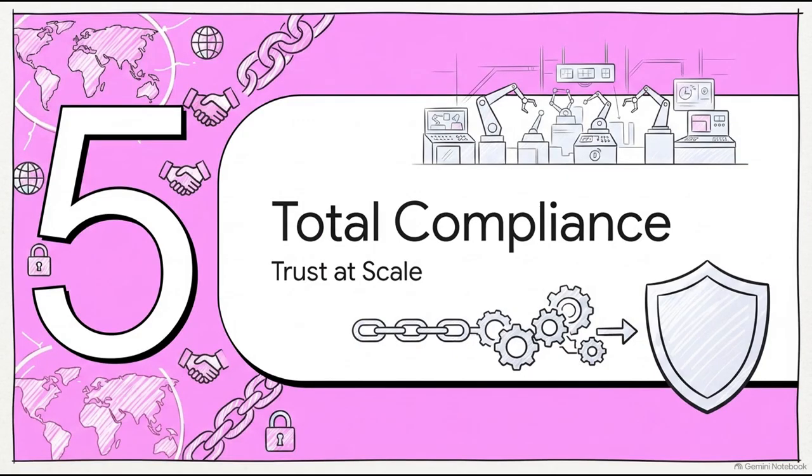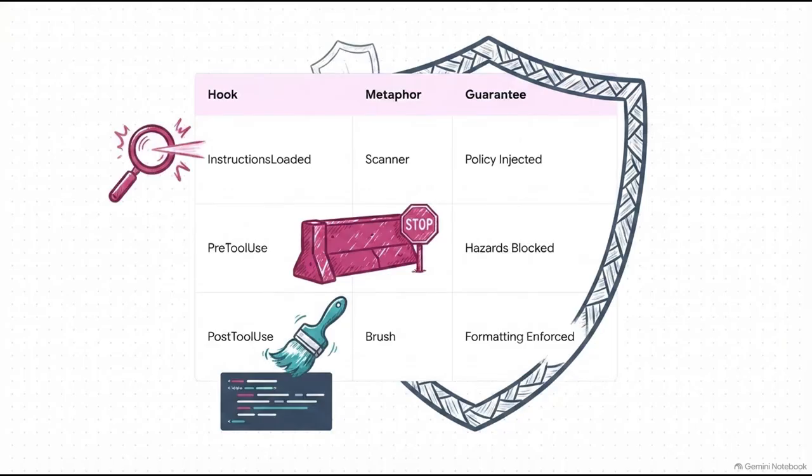Section 5, Total Organizational Compliance, Trust at Enterprise Scale. Let's zoom out from the individual checkpoints to view the overarching goal of this highly secure factory. Now, what's really interesting about this slide is how it all comes together. We have instructions loaded acting as the scanner to guarantee policies injected up front. We have pre-tool use acting as the barrier to guarantee hazards are strictly blocked from execution. And we have post-tool use acting as the brush to guarantee formatting and testing are relentlessly enforced. Layered together within the Antigravity SDK, these 3 distinct lifecycle hooks interlock to form this incredibly robust, impenetrable compliance shield around the entire AI runtime.